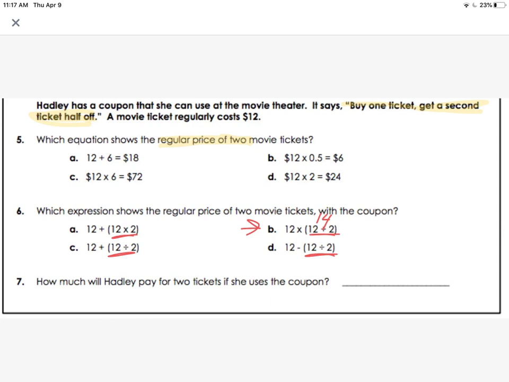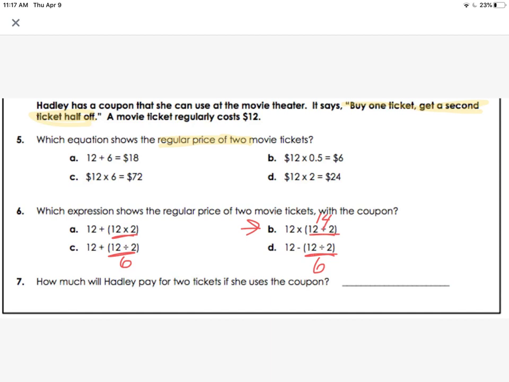If we split 12 in half, what does that equal? That's 6. So 12 plus 6. Or D, 12 divided by 2. If we split 12 in half, remember that's $6. If we take 12 minus 6. Which one of those best represents one movie ticket for $12 and another movie ticket for half of $12? Circle the answer you think makes the most sense.